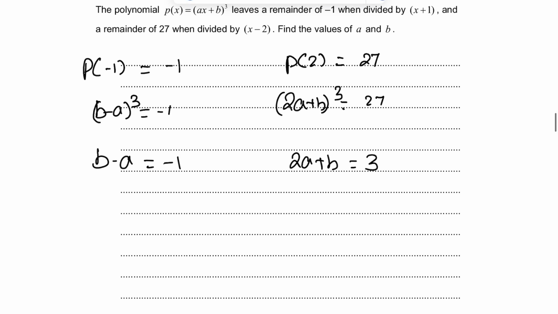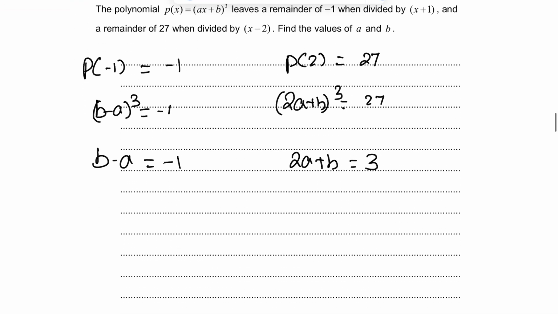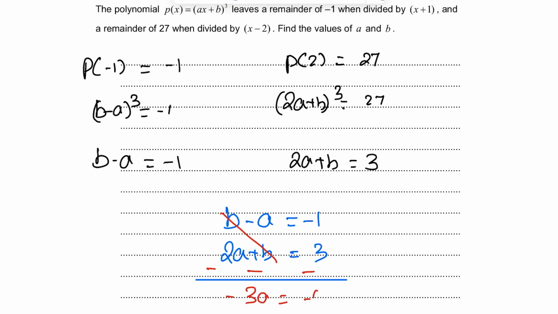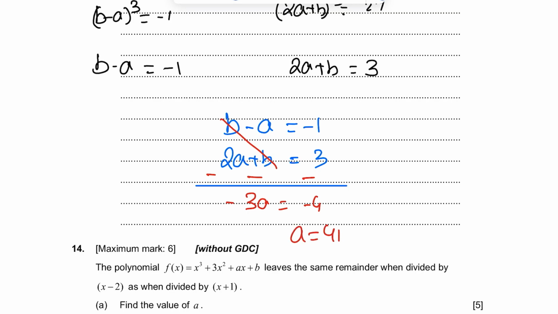Now find the values of a and b. You have two equations. Either you can use a GDC or do it without GDC. So therefore solve it out. b minus a equals negative 1. 2a plus b equals 3. Now subtract these two equations. Negative, negative, negative. So negative 3a equals negative 4. So a equals 4 upon 3. Plug in a equals 4 upon 3 in the first equation equals negative 1. So b, what does that become? b equals 1 upon 3.